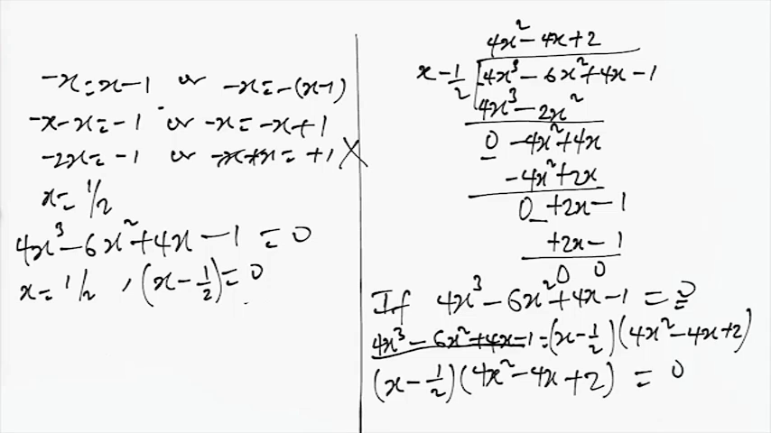And finally, for us to get the solution we are looking for, don't forget we have x minus 1 over 2 multiplied by 4x squared minus 4x equals 0.